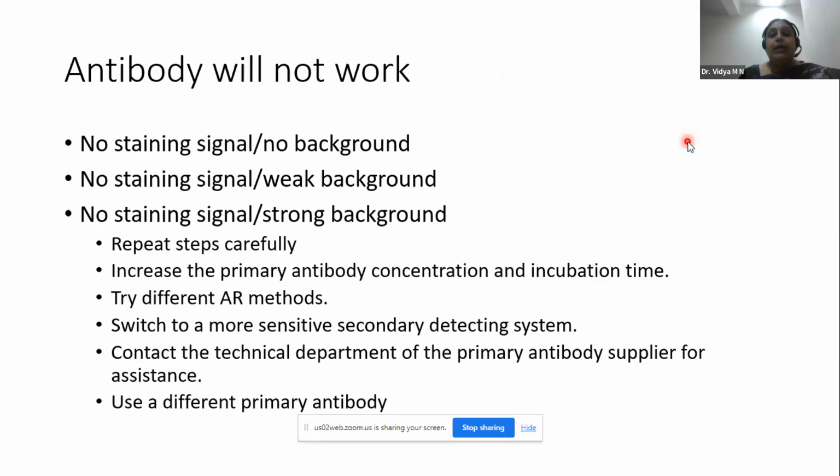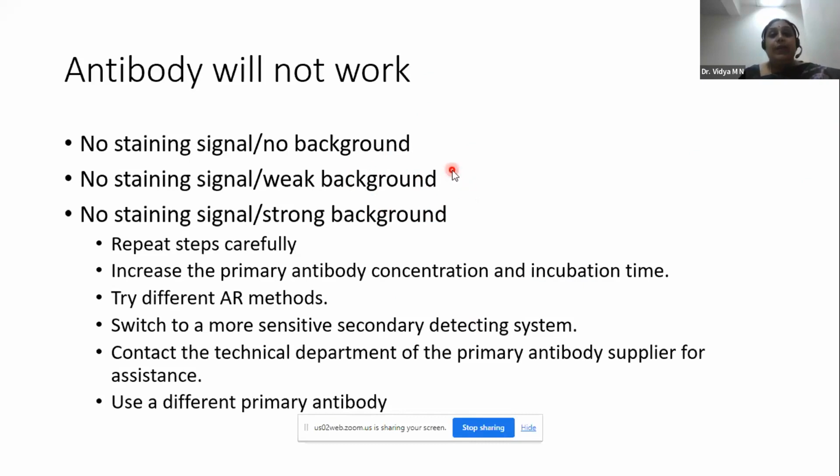So you procured an antibody, you really have not gone through which clone you should use or whether it can be performed on your instrument or not. So then there is absolutely no staining signal or no background on your control tissue. Or there is a weak background, but definitely no staining signal at all. So what you need to do is, maybe the doubt will be whether you've actually added the antibody or not. That also could be an issue.